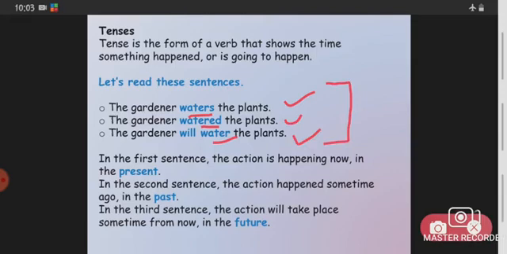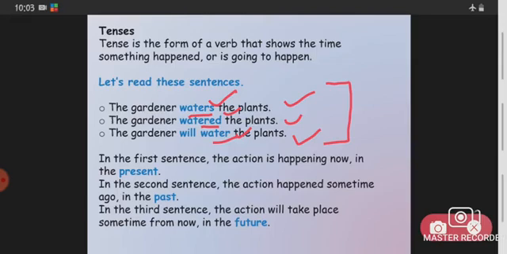The same action is taking place, right? But the time of action is different. And how do we know the time of action? By the usage of these verbs. In the first sentence, the action is happening now, in the moment, in present. The gardener waters the plant. He is actually doing it.